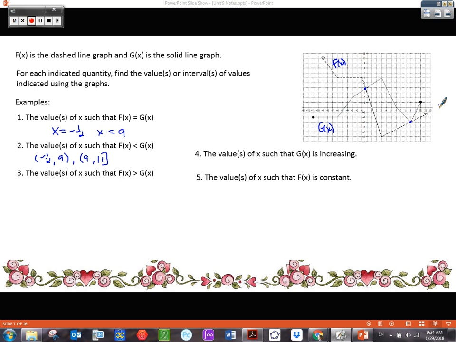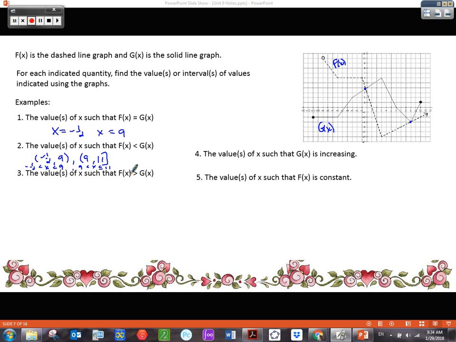You can use interval notation like this, or you could use inequalities. You could say -1/2 less than x less than 9. That's fine. And 9 less than x less than or equal to 11. Either one of those is acceptable unless the instructions tell you to do it one way or the other. Otherwise, just pick the kind of notation you like best and stick with it.